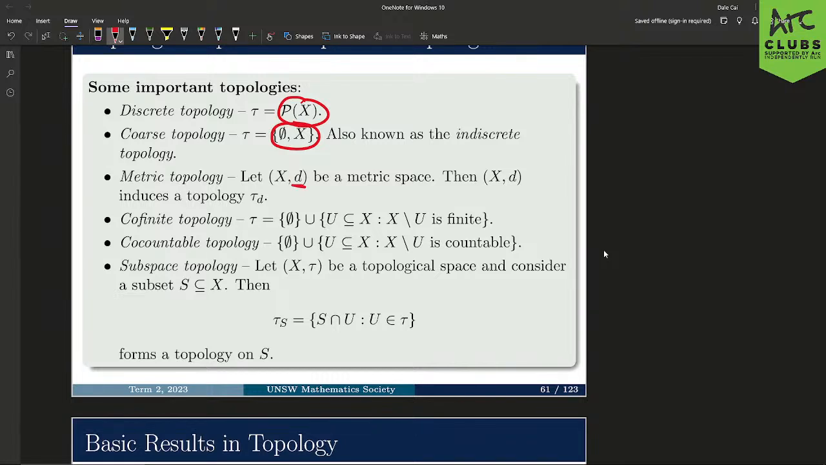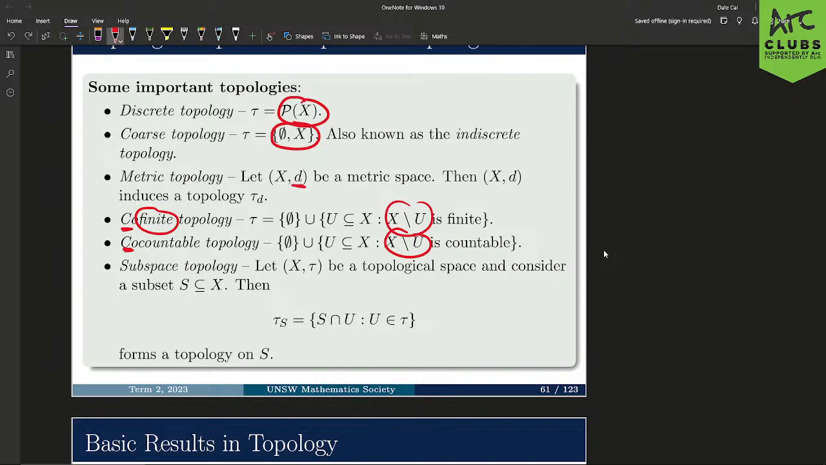Cofinite and co-countable, these are a bit weird. So the co means the complement. So cofinite means the complement is finite. So X take away U is finite, X take away U is countable. And of course we need to just manually add the empty set.